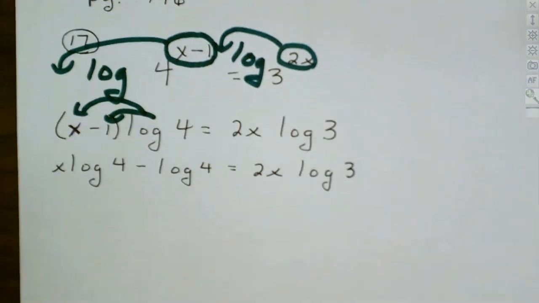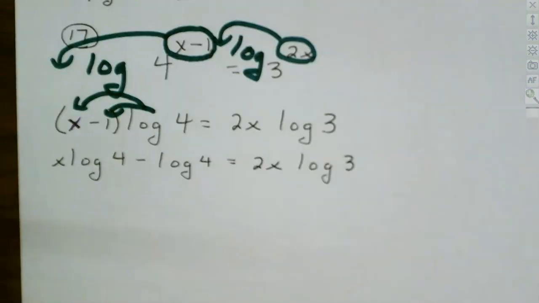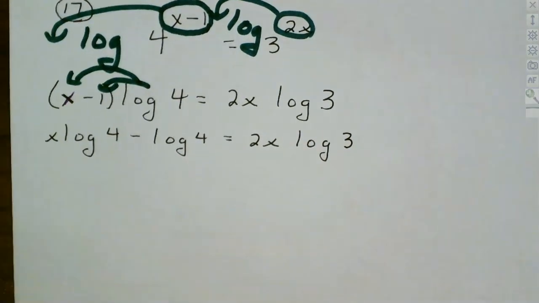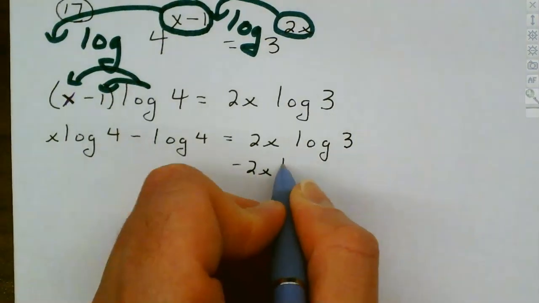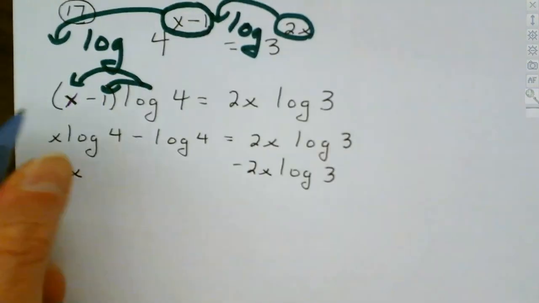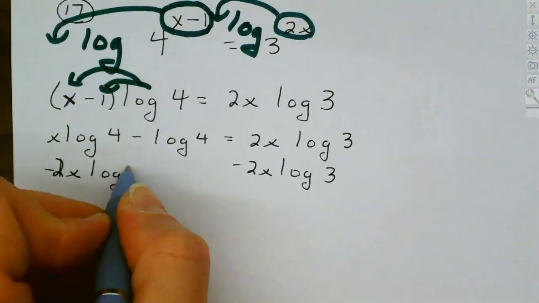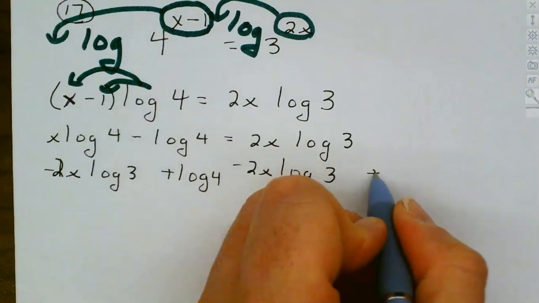Okay. Now we have to figure out how we can solve it from here. We need to eventually get this to the point where we can solve it. We need to get the x's together so we can factor it out. So let's see what we can do. Our goal again is to get all the x's on the left-hand side. So I'm going to move that 2x log of 3 over so it can join the other one. And I'm going to have to also add on that log of 4, so that'll move over.